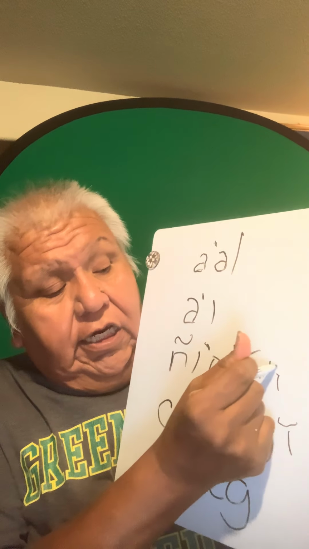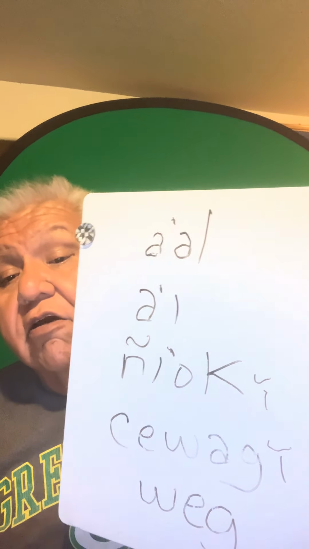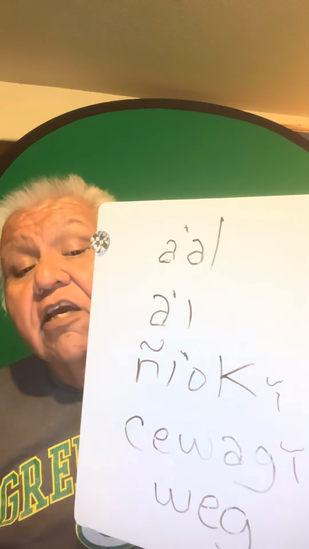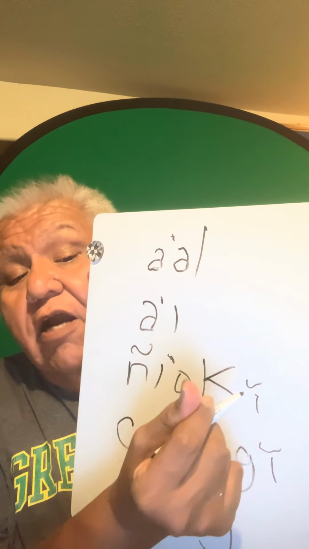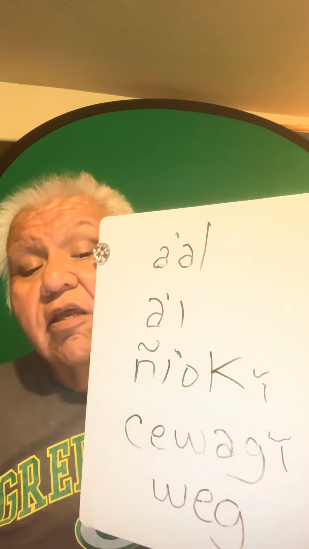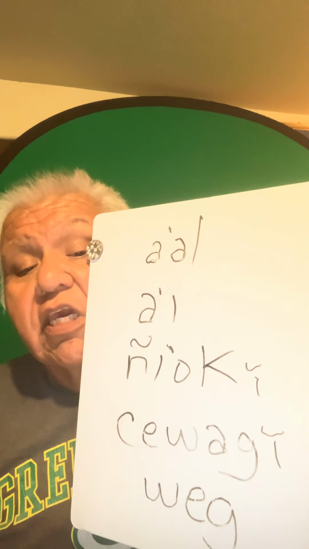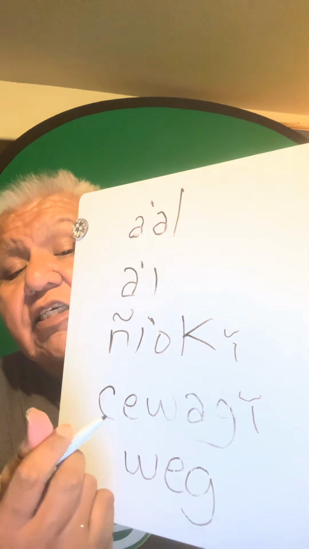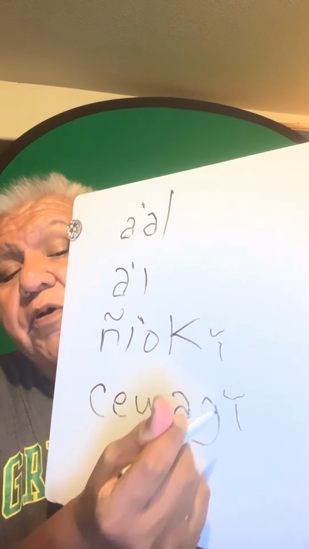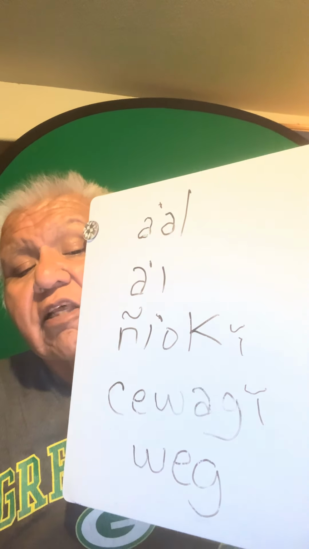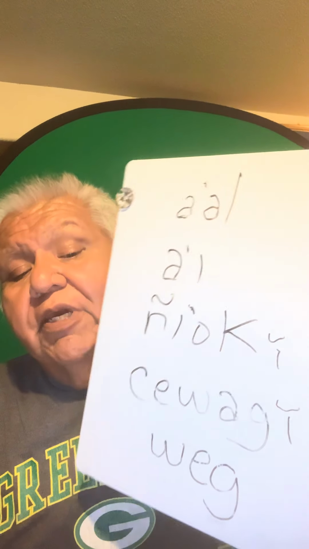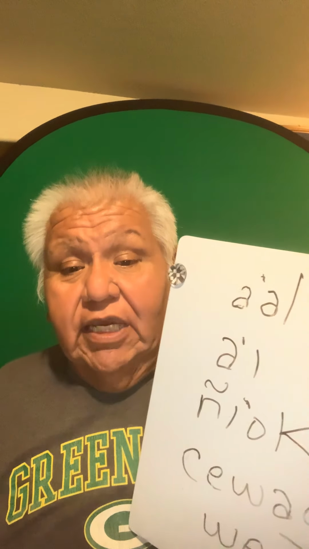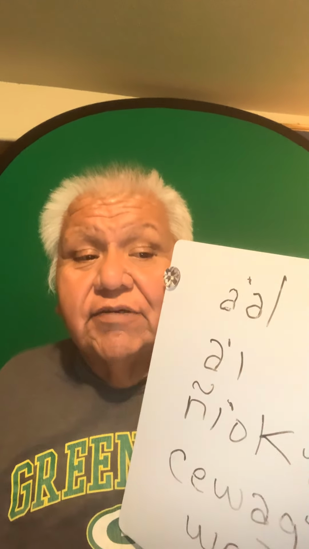So if you don't put the little rocker there, it's going to be nioki. And then there's this word, chiwak. If you don't put the little rocker there, then the word is going to be chiwagi, which means it's starting to get cloudy. So again, that is the sound, chiwak. And that's just the autumn sound.